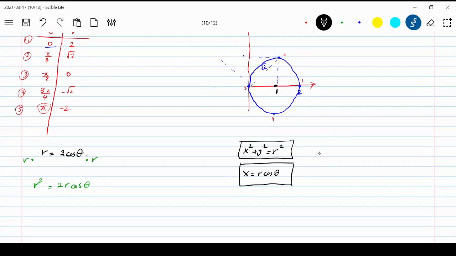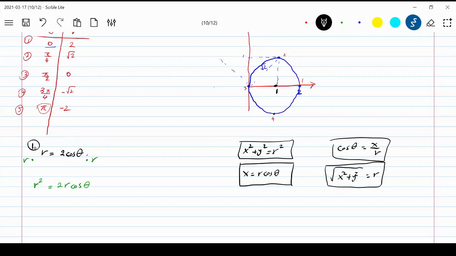You don't need to do this. Instead of cosine theta, you could have replaced it with x divided by r. That is still okay. But then you have to square the left side, because r would be the square root of x squared plus y squared. You could replace those into equation 1 and simplify, but if you multiply by r, it becomes more clear.